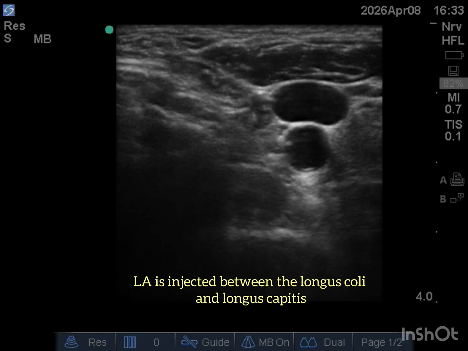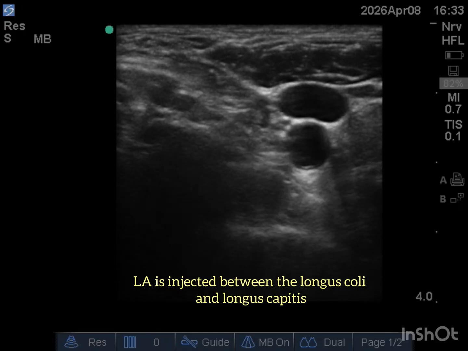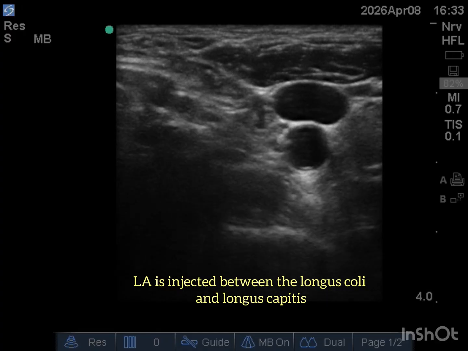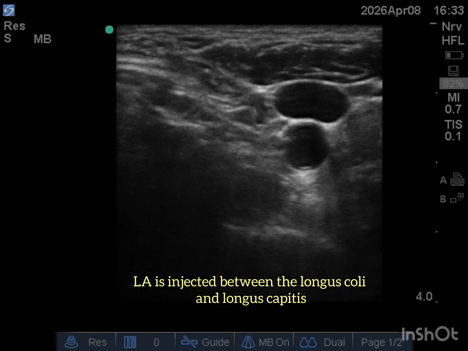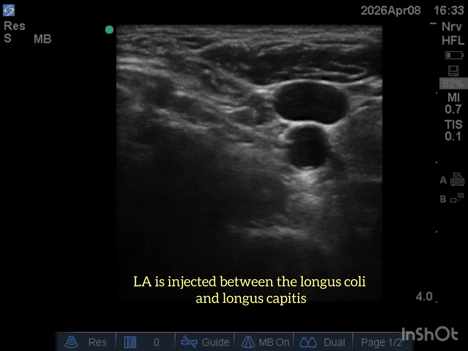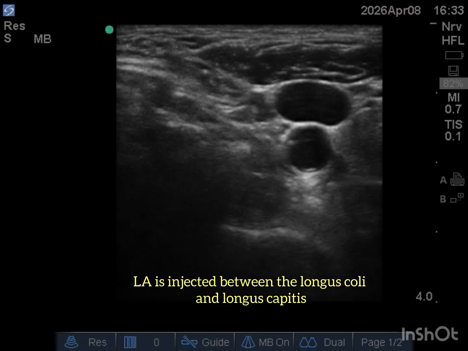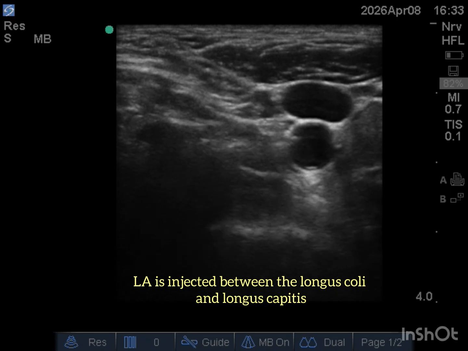A final volume of 4 to 5 ml may be adequate, and the expected development of Horner syndrome as a sign of successful block should be explained to the patients before the procedure.